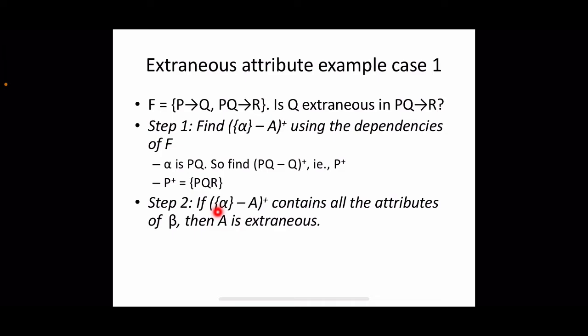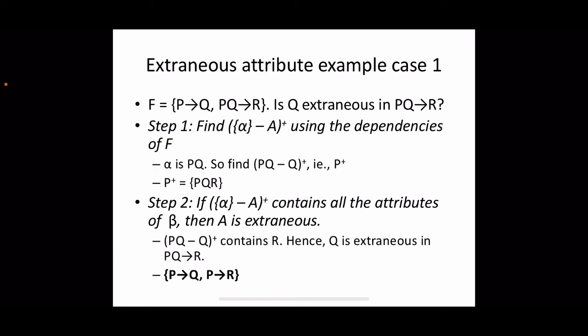That is the second step. Alpha minus A closure contains all the attributes of beta. Then we can say that A is extraneous. A here is Q. So Q is actually extraneous. So by removing that extraneous attribute from this dependency set, we will get the new functional dependency set as P determines Q and P determines R. We remove this Q from this dependency.